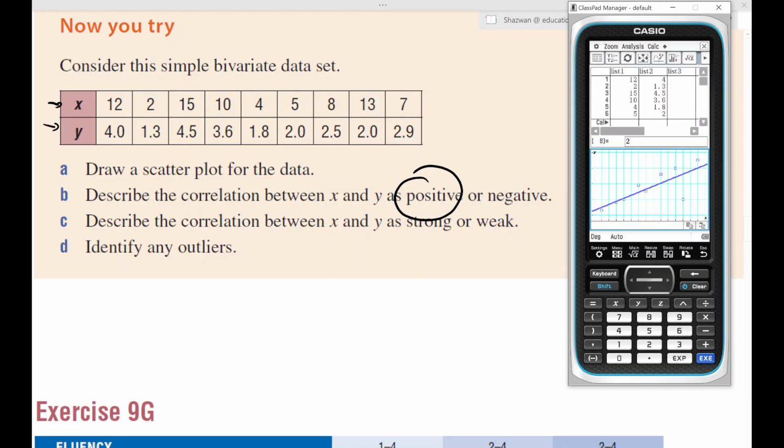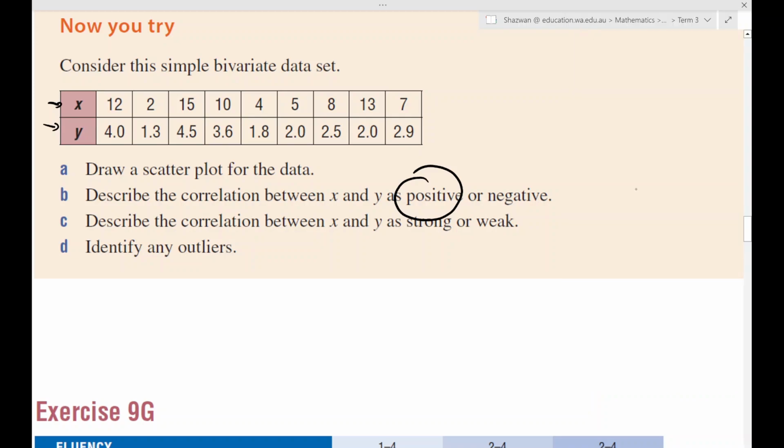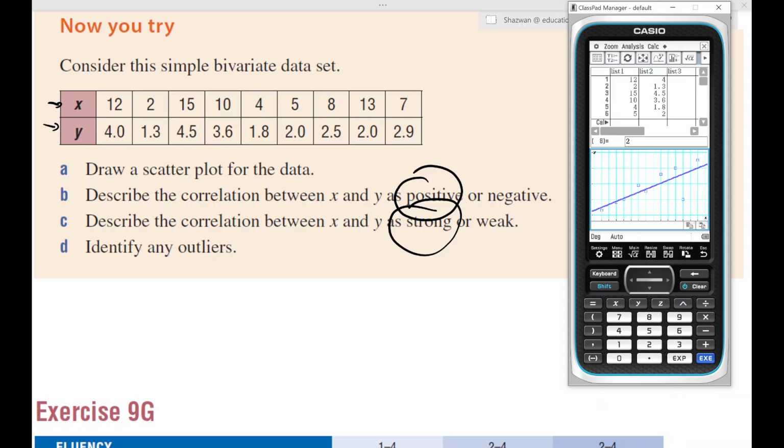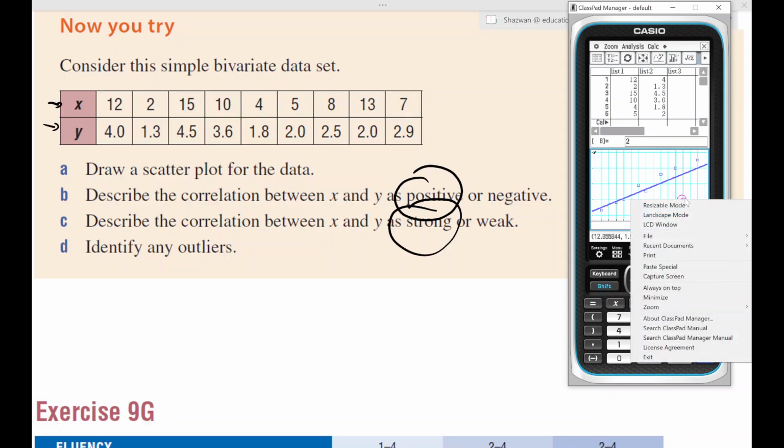Let's have a look. Is it going to be strong or weak? Well, that looks pretty strong to me. If it was weak, we'd have data points all over the place. So I'd say that's strong. And any outliers? I definitely saw one outlier. This guy down here. Well, I can put my stylus on that and kind of estimate that point.